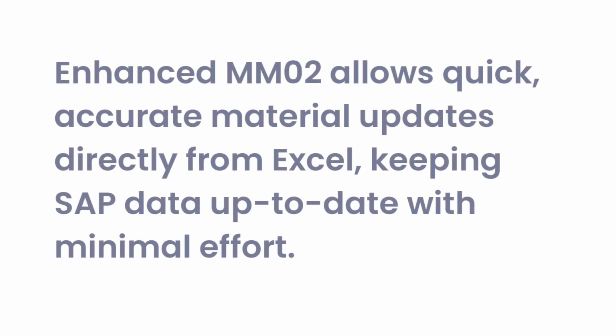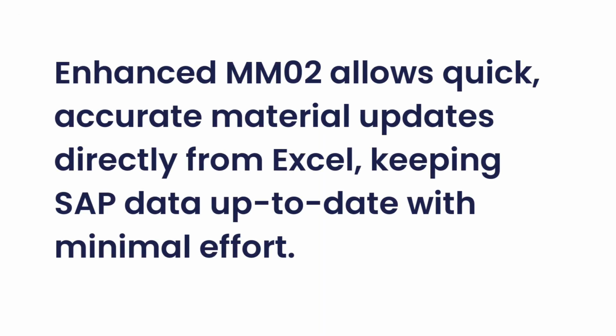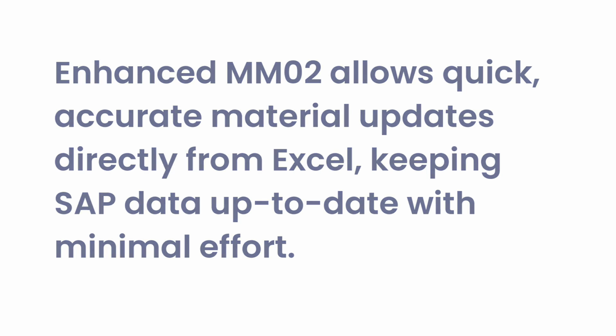And there you have it. The enhanced MM02 material change functionality in Process Runner allows for quick and accurate updates directly from Excel, ensuring that your material data in SAP is always up to date with minimal effort.